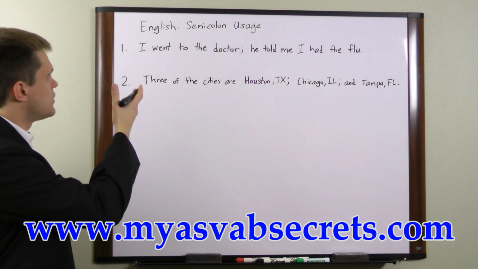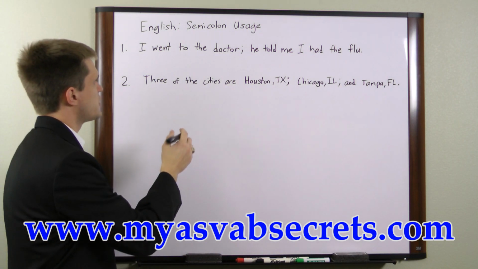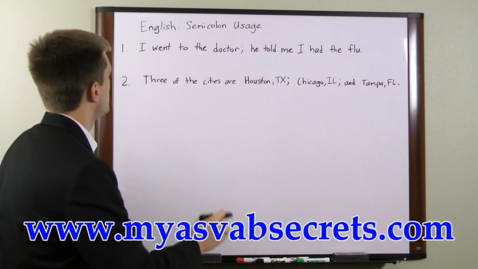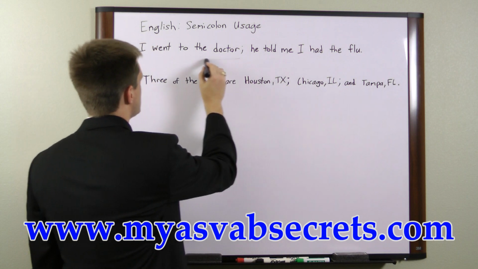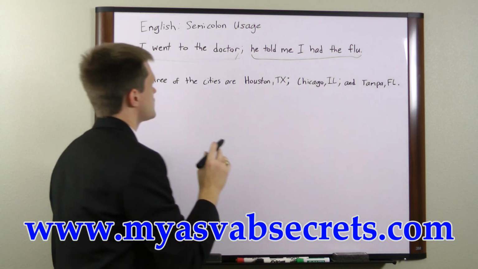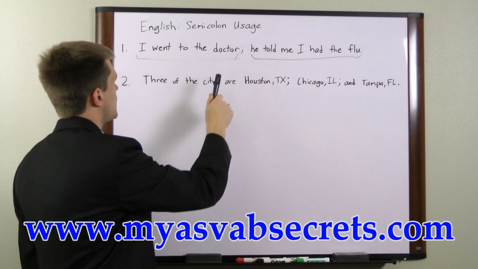Here we have one example sentence for each usage. In this first one, we have two independent clauses separated by a semicolon. So each of these clauses could stand on its own as a sentence, but we've chosen to combine them into a single sentence, and we do so with a semicolon.